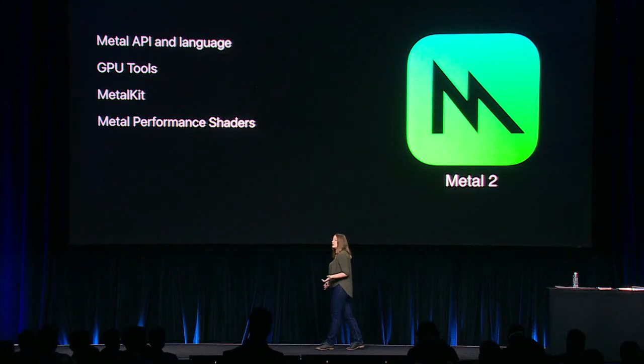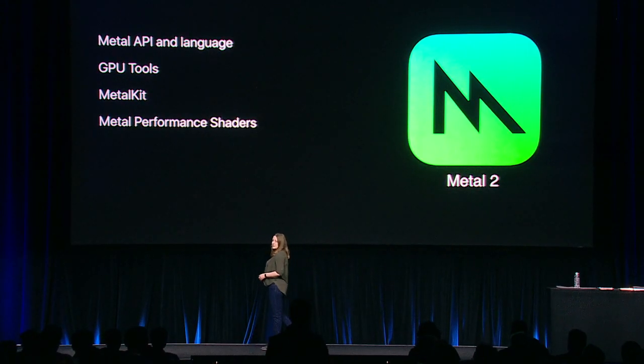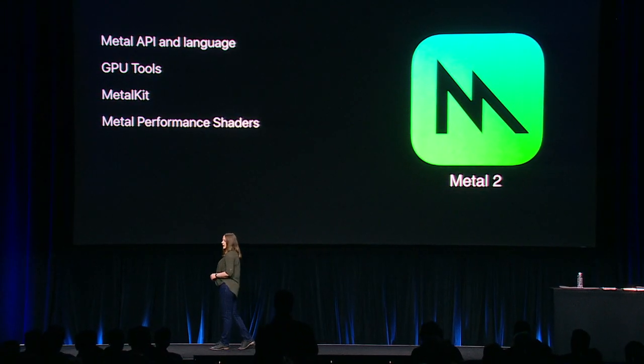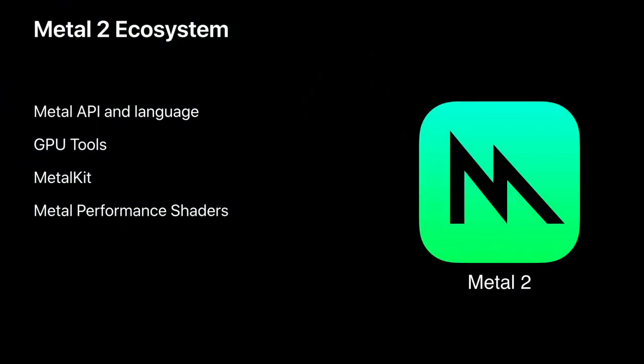The Metal 2 ecosystem is so much more than the Metal API and the language. We also have the GPU tools, and we have the MetalKit and Metal Performance Shaders frameworks. You may know Metal as this great technology for developing high-end games and graphics, but it can also be used for compute processing. In fact, the compute side of Metal is so powerful and flexible that the Metal Performance Shaders framework is built completely on top of compute. And in this session, we'll talk about what's new in the Metal Performance Shaders framework.